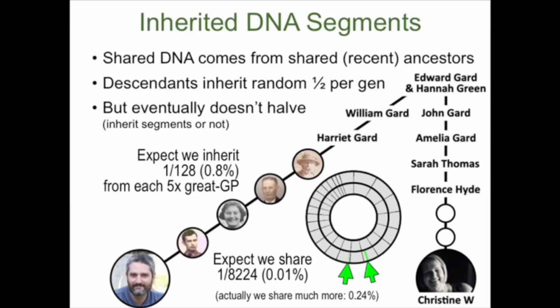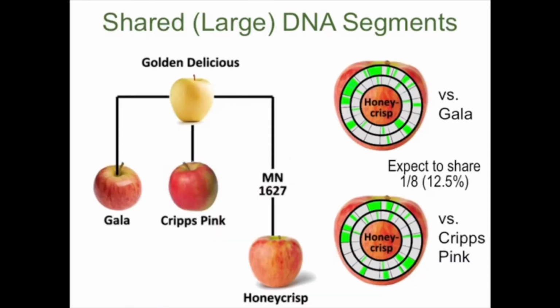But that's not surprising, because otherwise, if we shared a tiny amount, even smaller than that, then I wouldn't have even detected her in the first place. We wouldn't have made the connection. So it's an example of some extreme variation you can get from just whole segments being inherited or not.